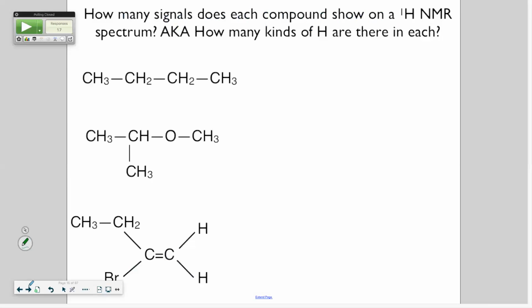It's butane. Do you see any symmetry in that molecule? Right down the middle. Okay, so if I split it down the middle, do you see that these are the same and these are the same? Okay, how many kinds of hydrogens do I have?